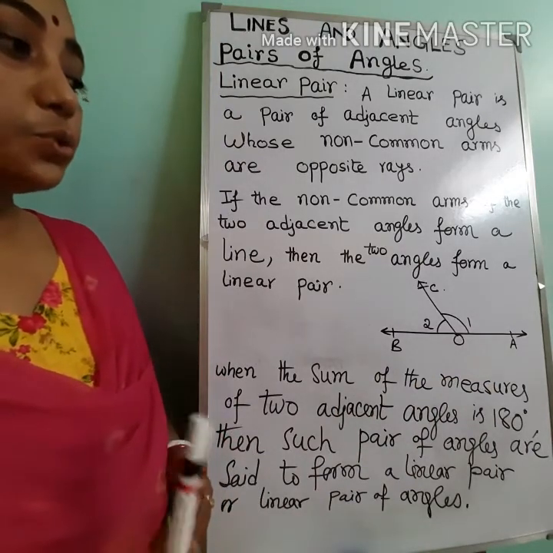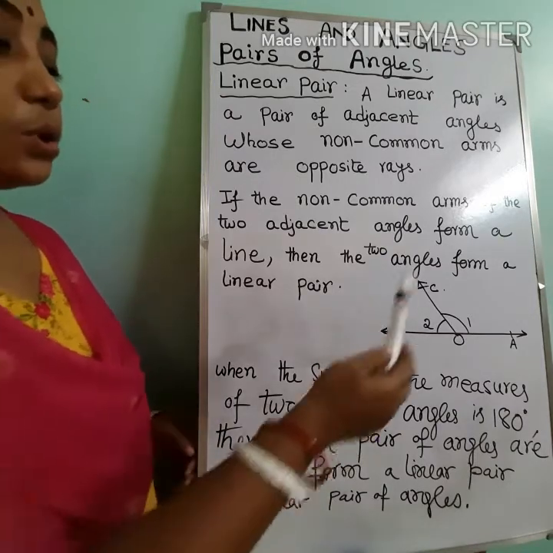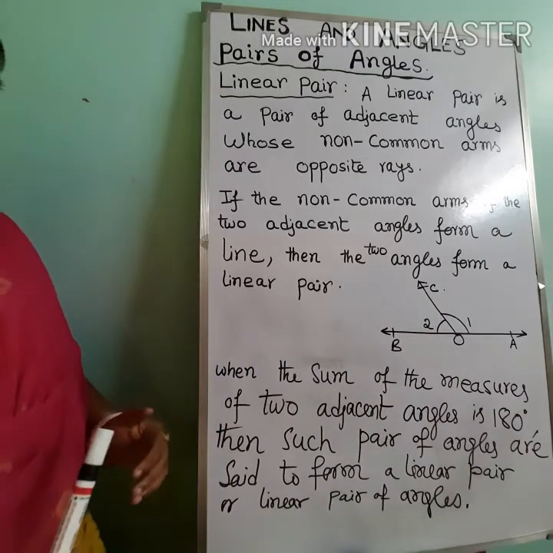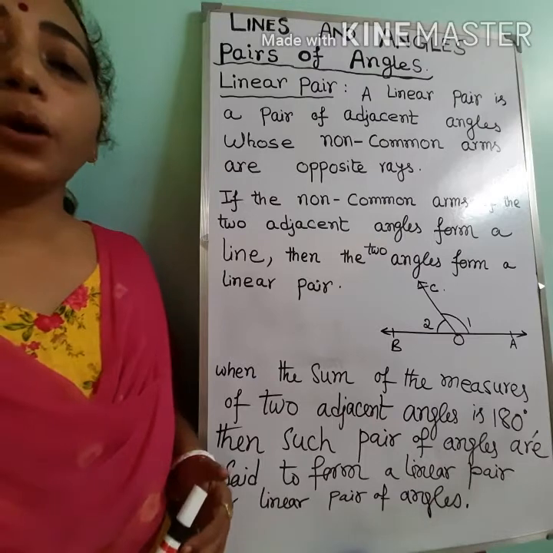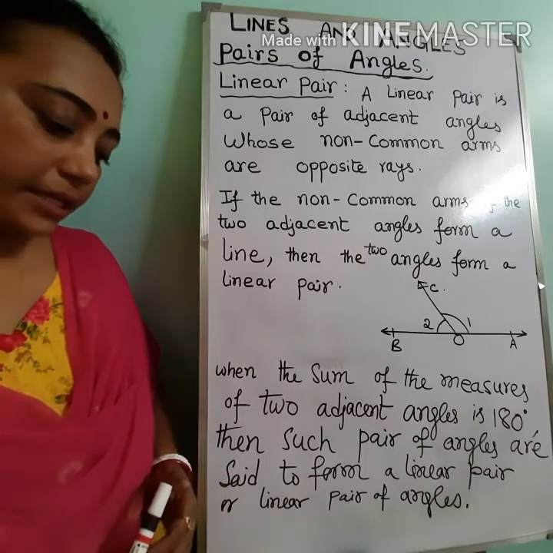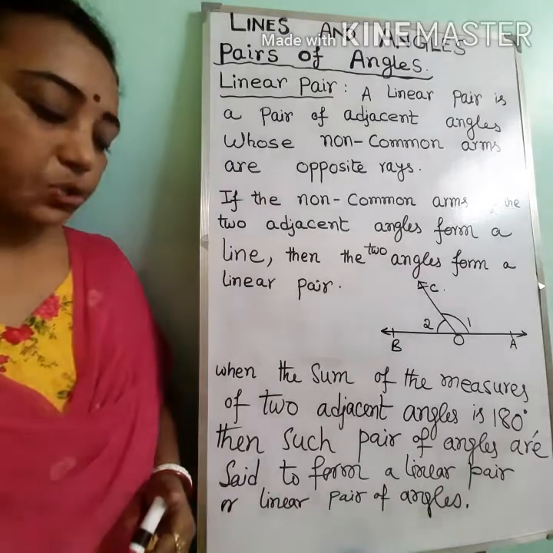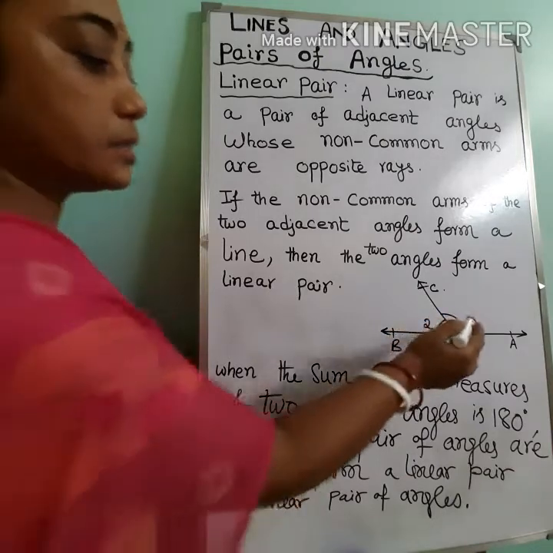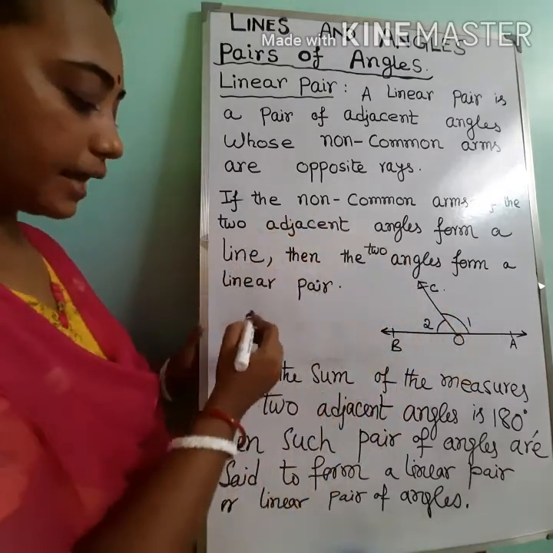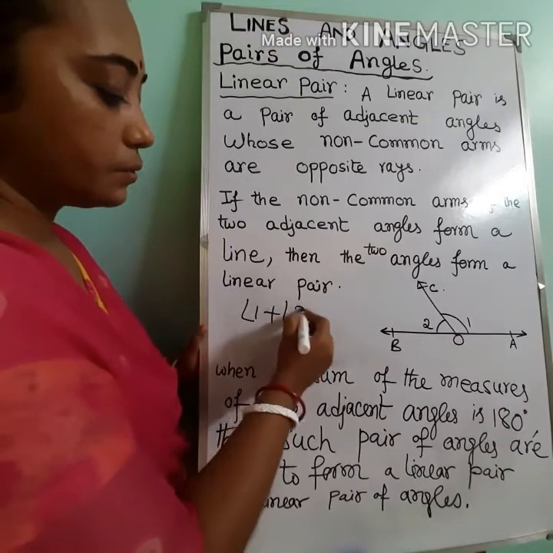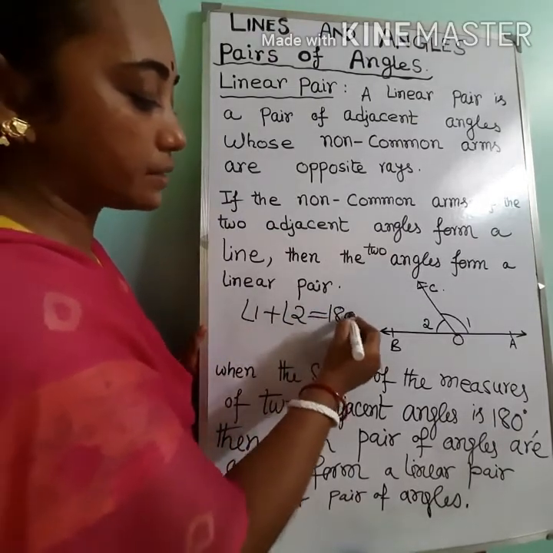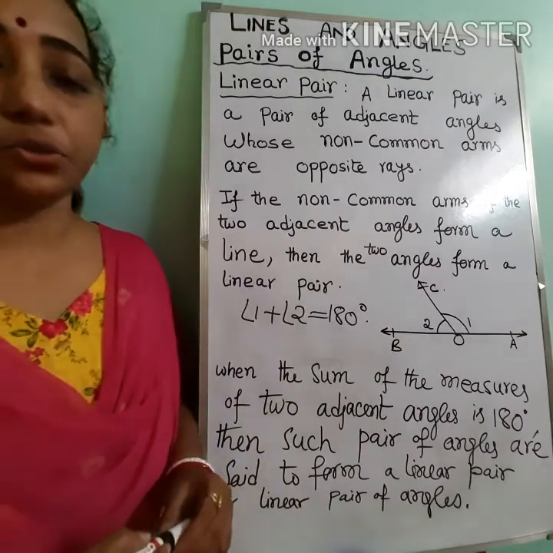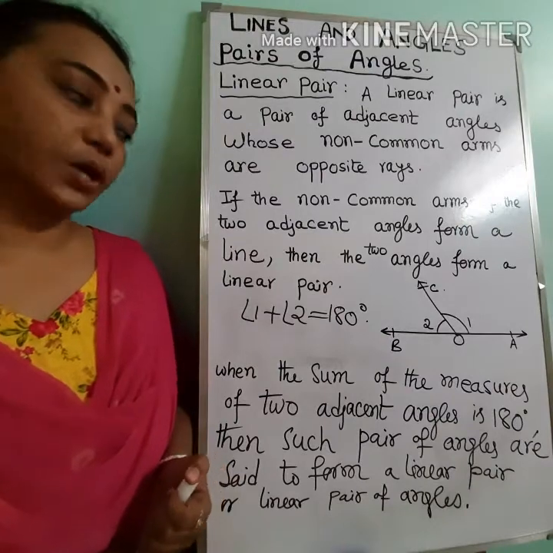So in this case the two adjacent angles are said to form a linear pair. In other words, if the sum of the measures of two adjacent angles is 180 degrees, then such a pair of angles is said to form a linear pair or linear pair of angles. So in this case angle 1 and 2 are two adjacent angles, so their sum is always 180 degrees. If the sum of the two adjacent angles is 180 degrees, then that pair of angles is said to form a linear pair or linear pair of angles.